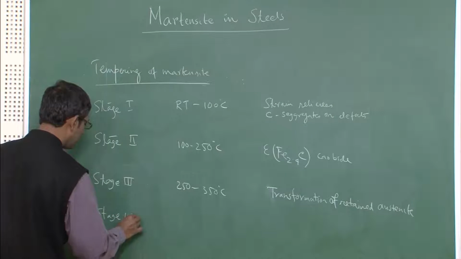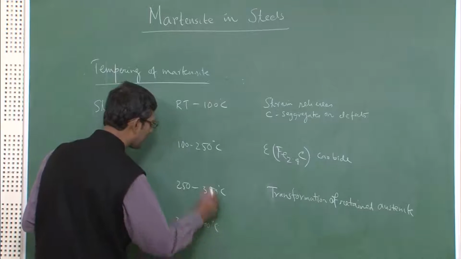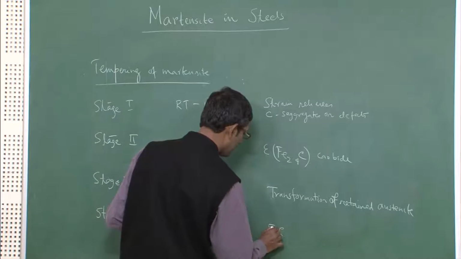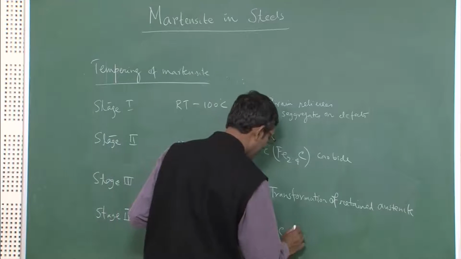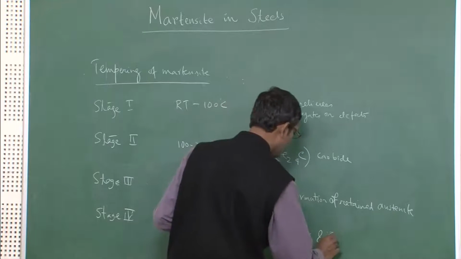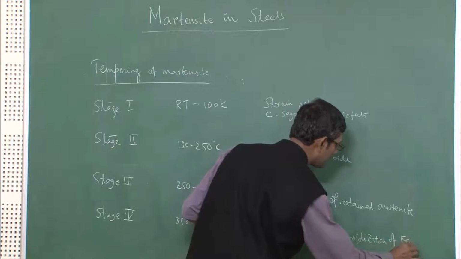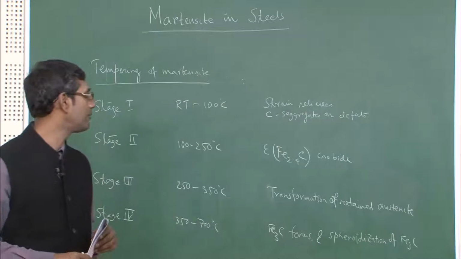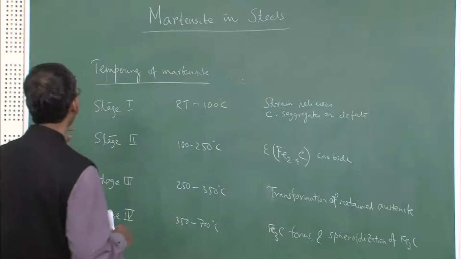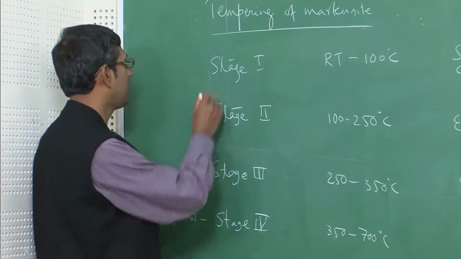Last stage is stage 4, which happens at high temperatures from 350 to 700. These temperature regimes depend on the steel composition. Here the cementite forms, that means the whole martensitic structure is dissolved, cementite forms, and it can actually undergo spheroidization of cementite. So, these are the 4 different stages, as I told you, which happen during the transformation. Stage 4 is optional, as I told in the lecture, but the other 3 stages are required.